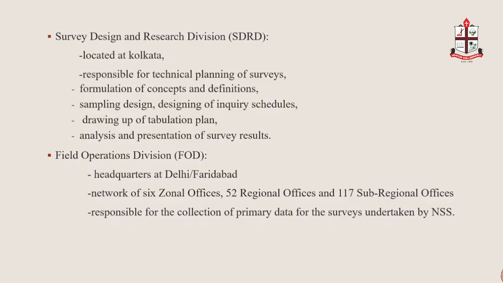Now let's consider the functions of field operation division. This division, with the headquarters at Delhi, Faridabad, and a network of 6 zonal offices, 52 regional offices, and 117 sub-regional offices spread throughout the country, is responsible for the collection of primary data for the surveys undertaken by NSS.